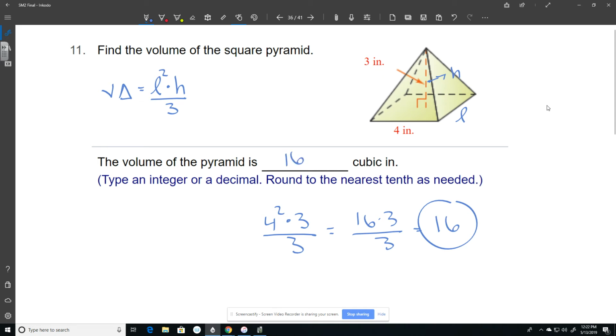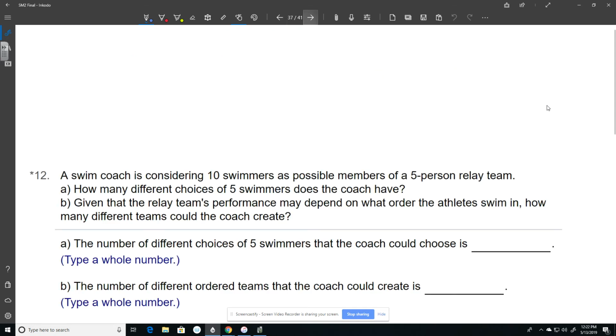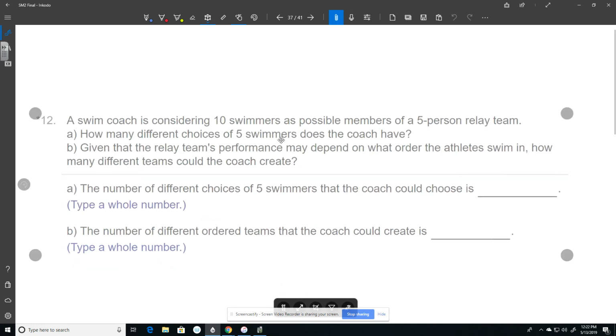So that's like 4 questions in a row. You just plug the number in the formula, simplify, and come up with the answer. Number 12. One of my favorite questions on the test.